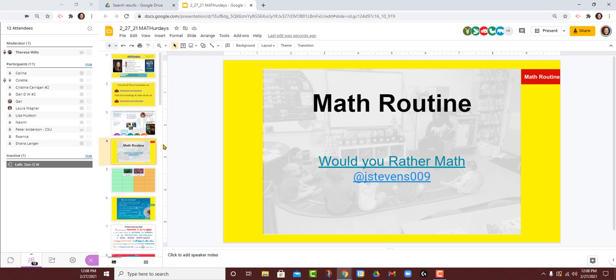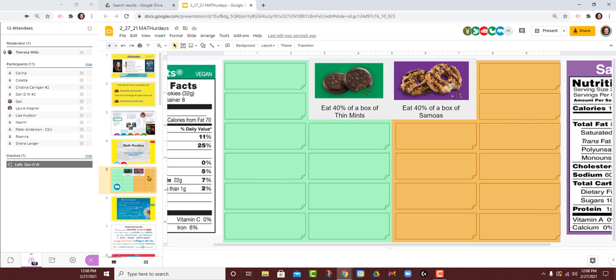This math routine comes from Would You Rather Math. In other words, if you want a lot of great resources, click that link and you don't have to create them. They're already created for you. Lots and lots of pictures are there. And then our routine is down on slide 5.